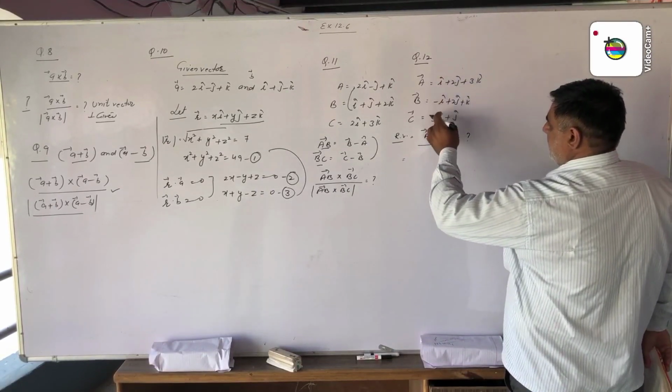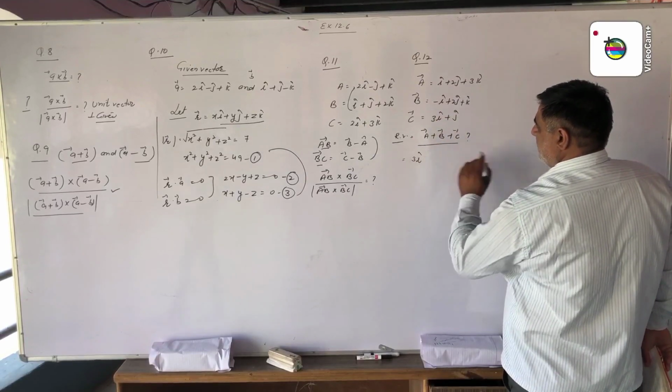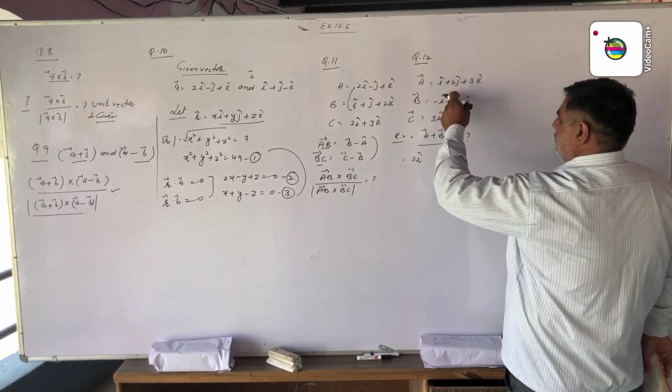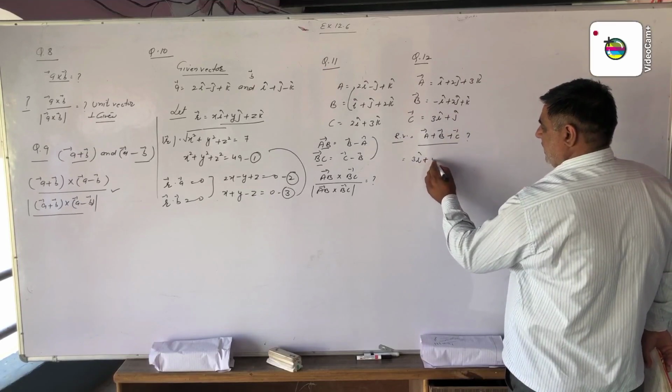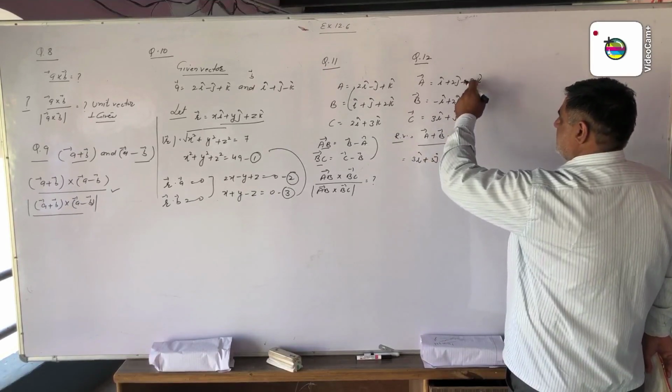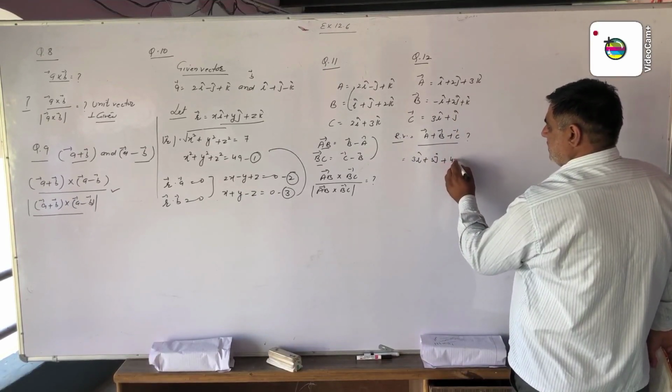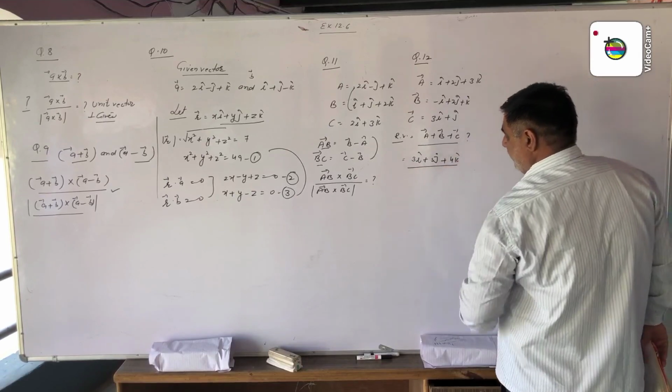For i we get 3i. Then for j, 2 plus 2 plus 1 gives 5j. And for k, 3 plus 1 gives 4k. This is the resultant of these vectors.